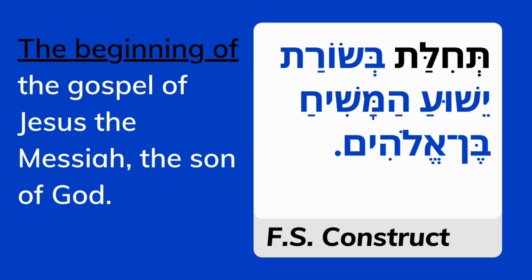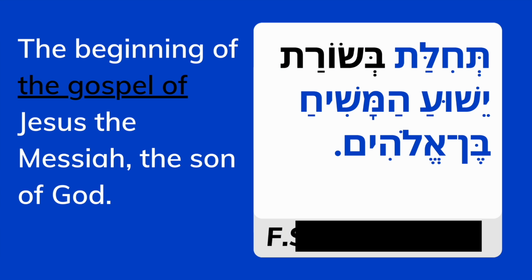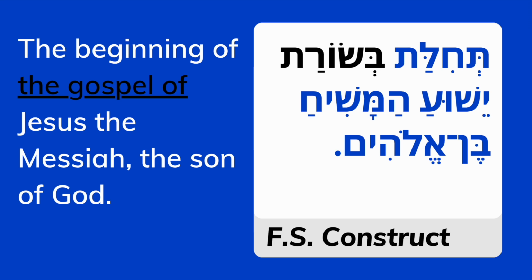All right, so back to Mark 1:1, where we have Tchilat B'sorat Yeshua HaMashiach ben Elohim. Tchilat, the beginning of, a feminine singular construct. Now the next word in this text is B'sorat, and you'll notice that it has the same ending, -at, and it should come as no surprise that this is also a feminine singular smichut, or a feminine singular construct noun, B'sorat. And it's from the form b'sorah, which means good news.